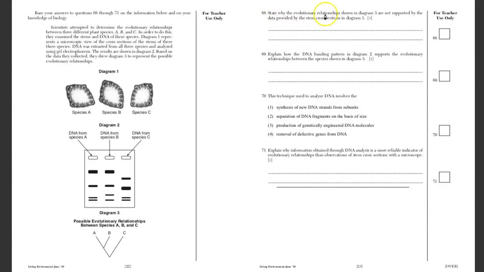Next, 68. State why the evolutionary relationships shown in diagram 3 are not supported by the data provided by the stem cross sections in diagram 1. Okay, so let's take a look here. Notice how it says numbers 68 through 71 on the information below. So this pertains to 4 questions, each worth 1 point.